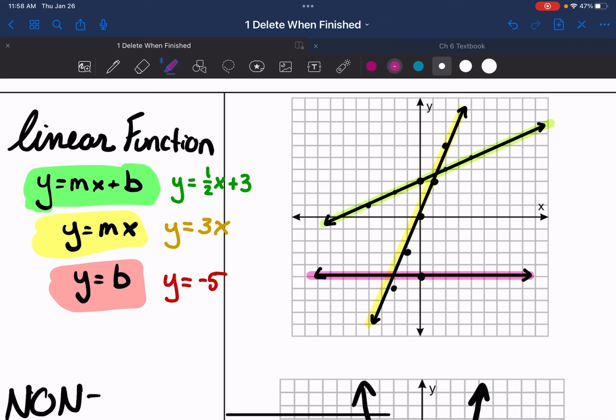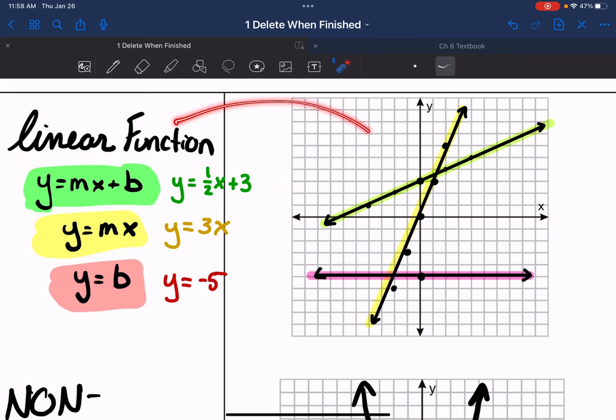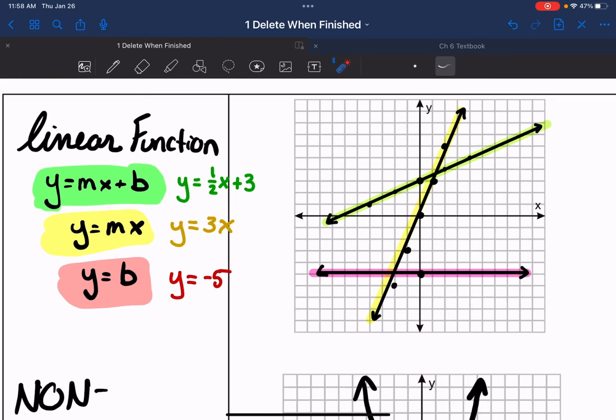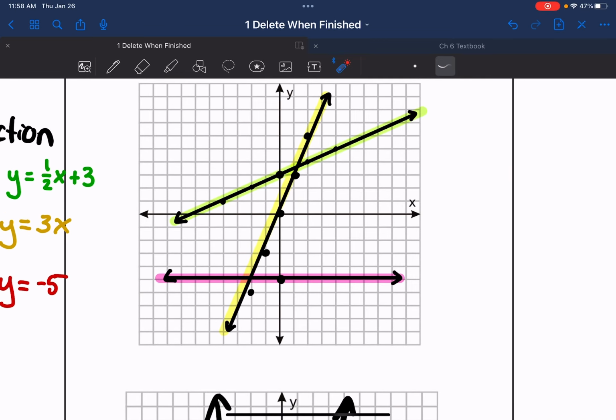Okay, so here's what I want you guys to understand. All of these equations are called linear functions because they make a straight line. Whether it be going this way, this way, or this way, they're making straight lines, okay? So now what the book is trying to teach us is, if you just looked at a graph, could you tell me if it's a linear function or not? That should be easy.